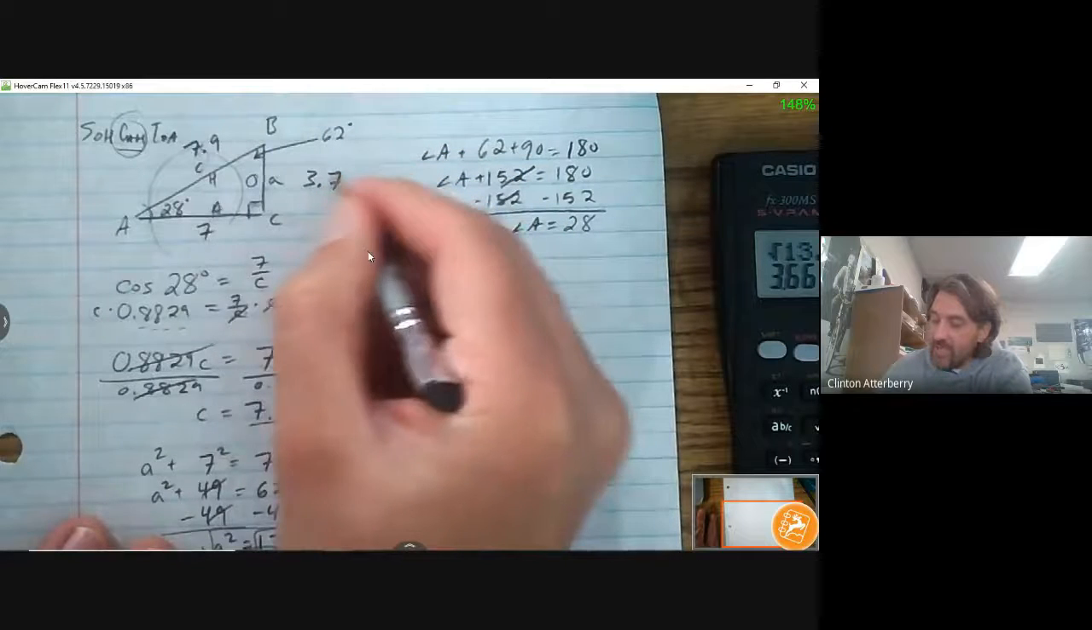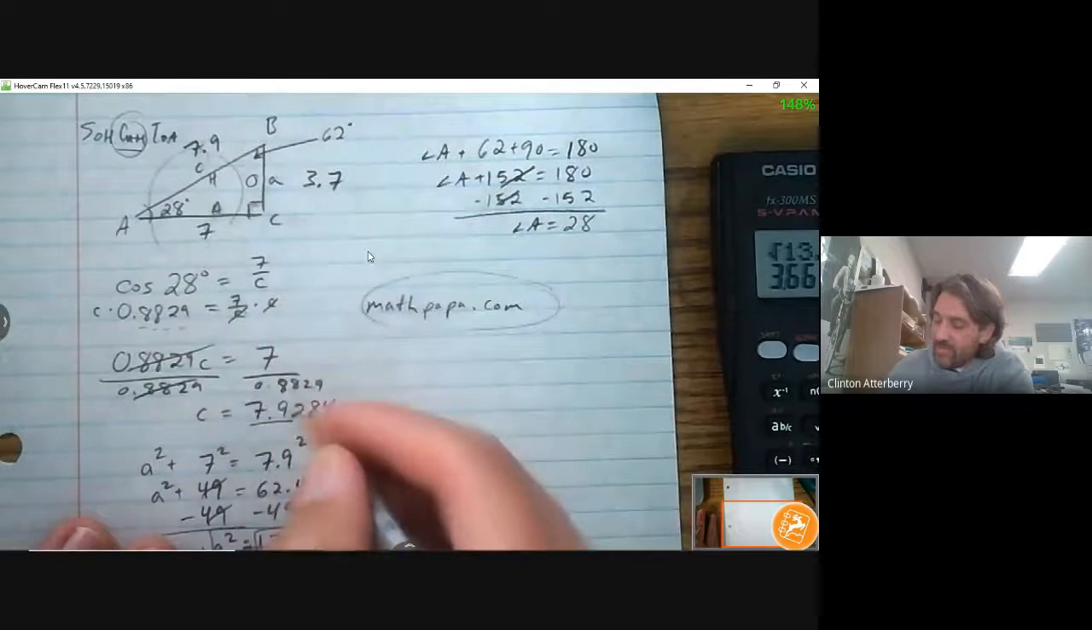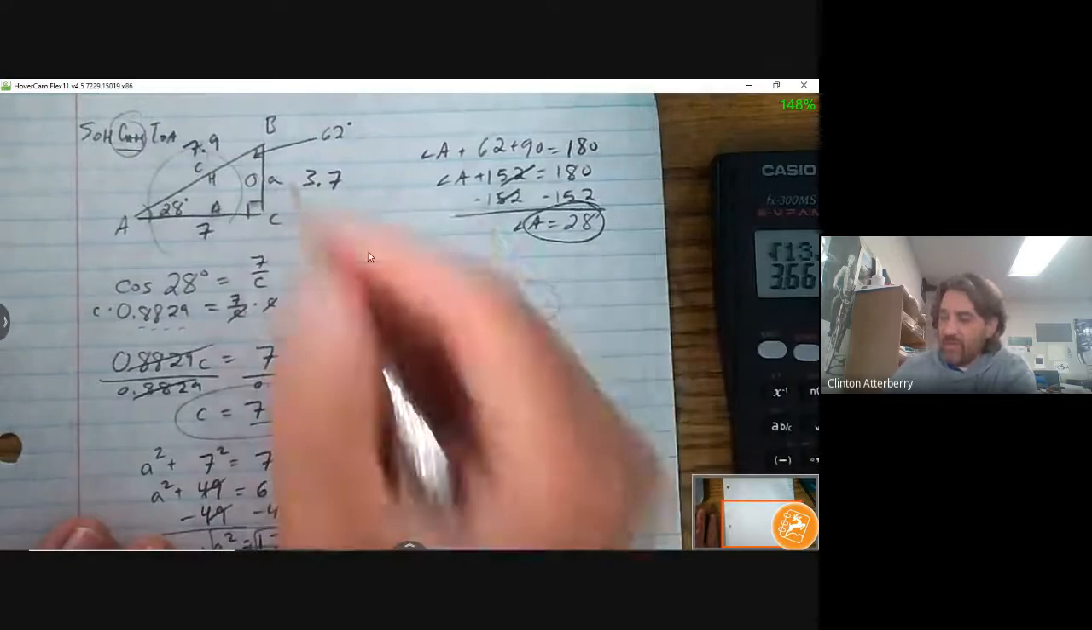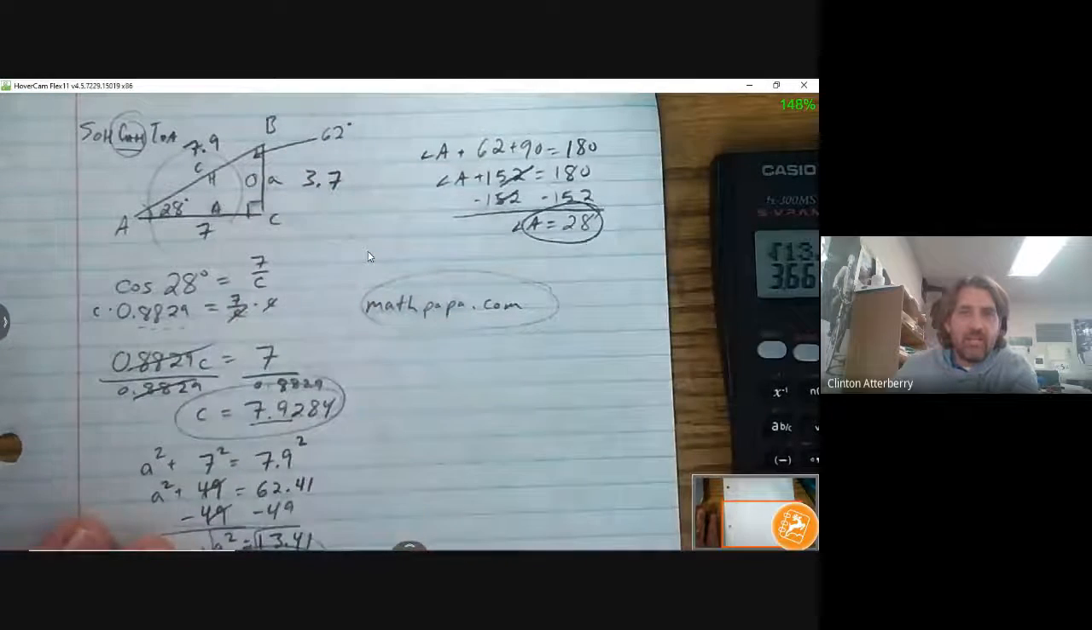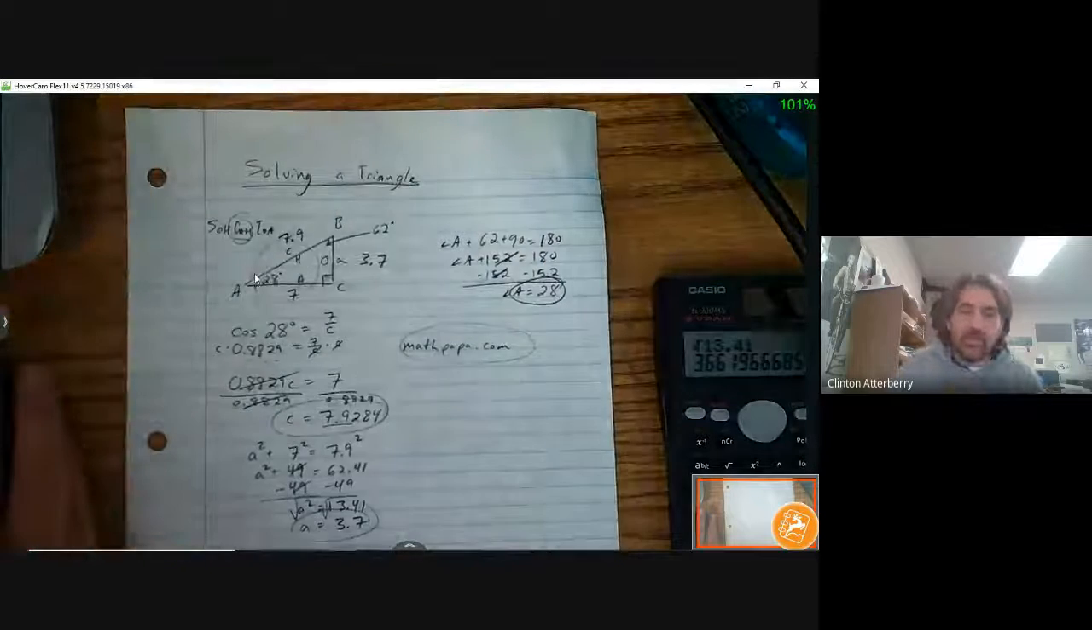Okay, so we have our a value, we have our c value, and we have our angle. So we have all 3 sides and all 3 angles. Okay. All right, I'll stop this video and I'm sure I'll be making another one for another example.